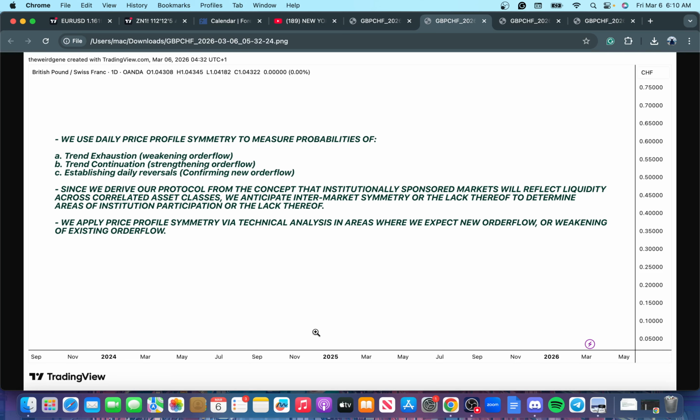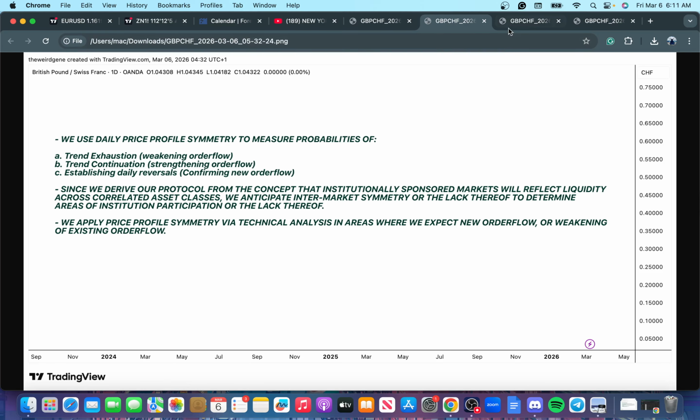And it gives us insight as to whether we are supposed to expect continuation after we trade above a liquidity pool, or whether we are supposed to expect a consolidation, possibly leading to a reversal, right? So the beautiful thing about daily price profiles is we can anticipate what comes after. And I'm going to show you with just two examples how we can apply this to our trading model.